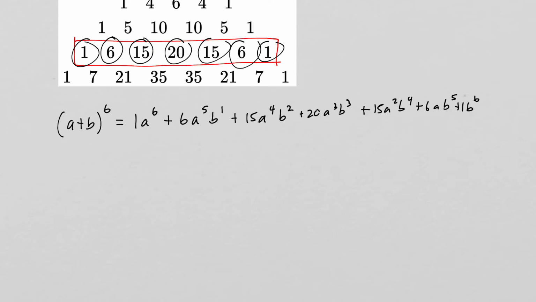And there it is. And you have to admit that that is much easier than multiplying a plus b times itself 6 times, right? So once you have Pascal's triangle, getting these binomial coefficients is actually pretty simple.